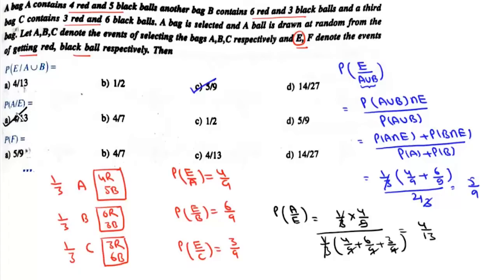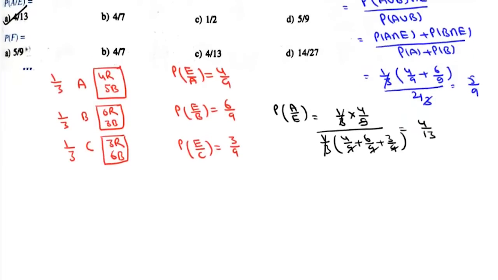And finally, we need to find the probability of getting a black ball. Now the probability of getting a black ball is 1 by 3 times: black from this is 5 by 9, from this one it is 3 by 9, and here it is 6 by 9. Now this is 14 by 27, and that's your option D.